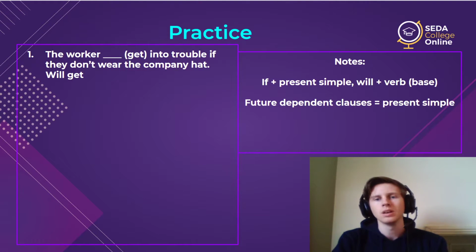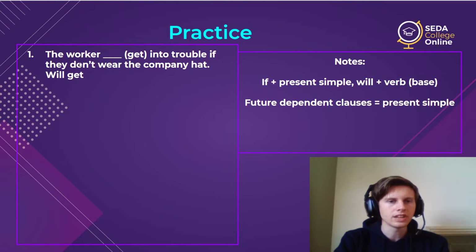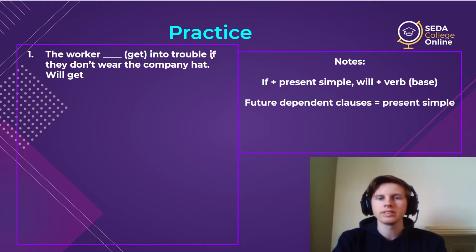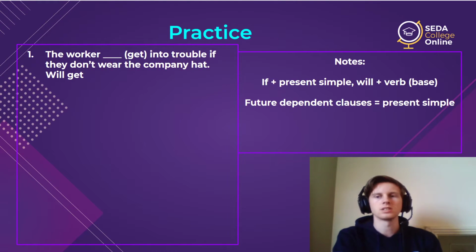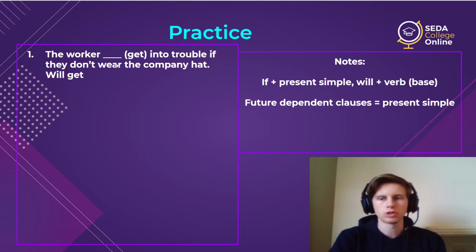Well, why? Well, if we look at our formula here, if they don't wear the company hat, that is our if clause. So if plus present simple, they don't wear. So that is complete. So now I know, okay, the if part is present simple, the other part is future tense, will get.